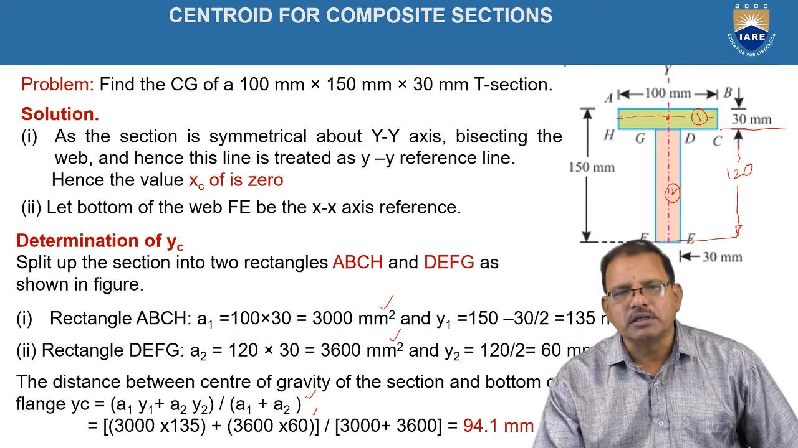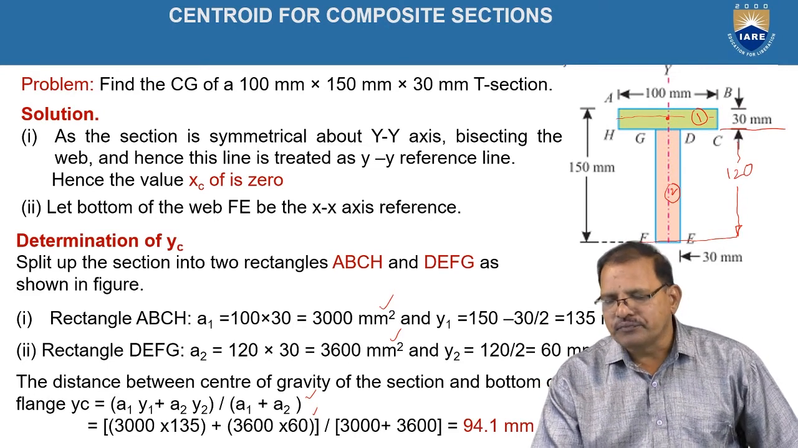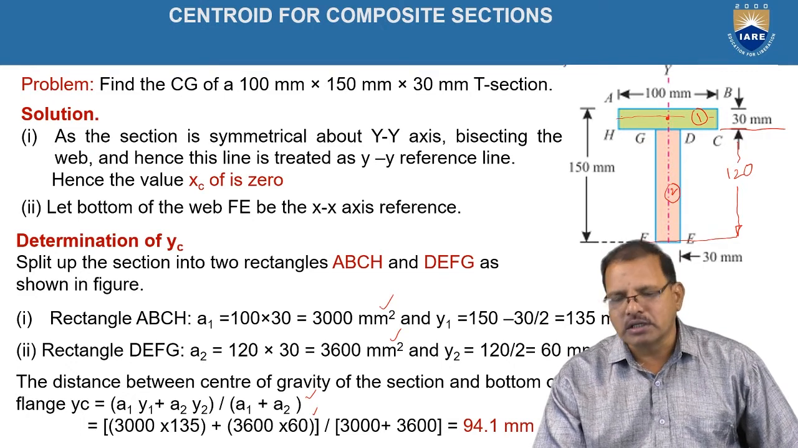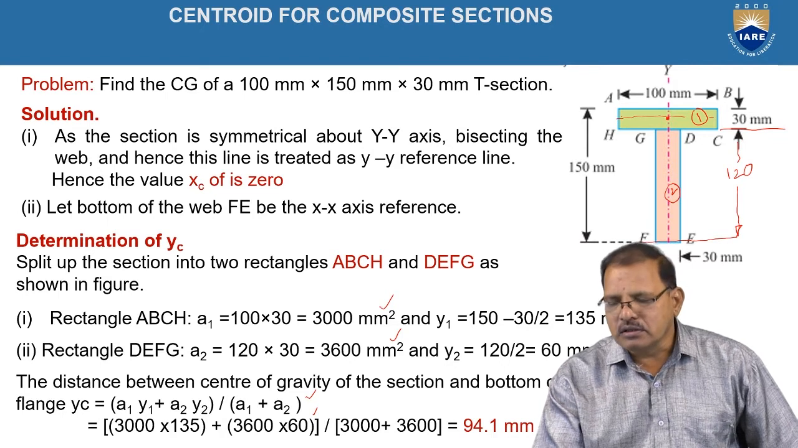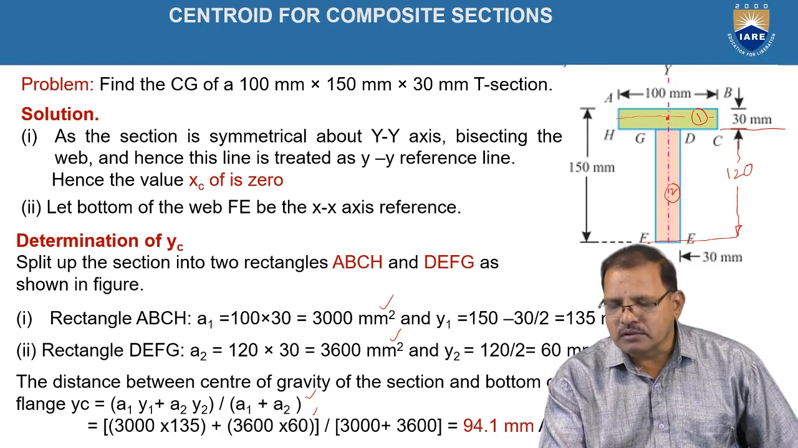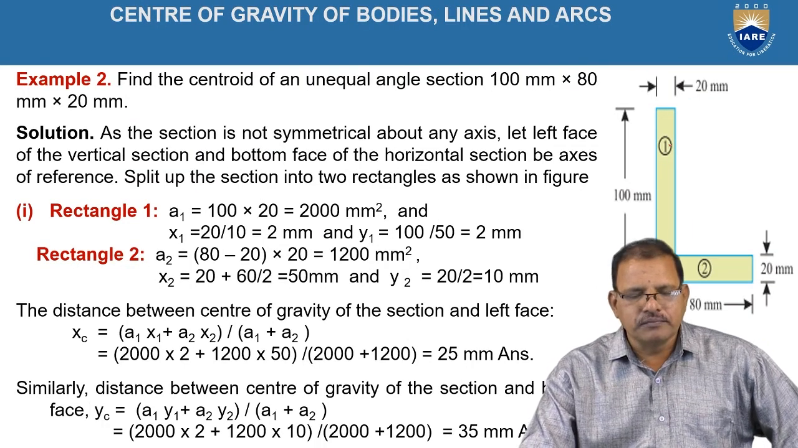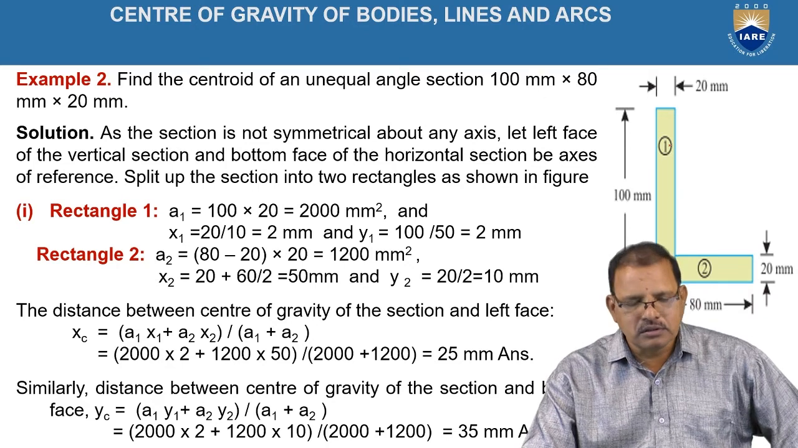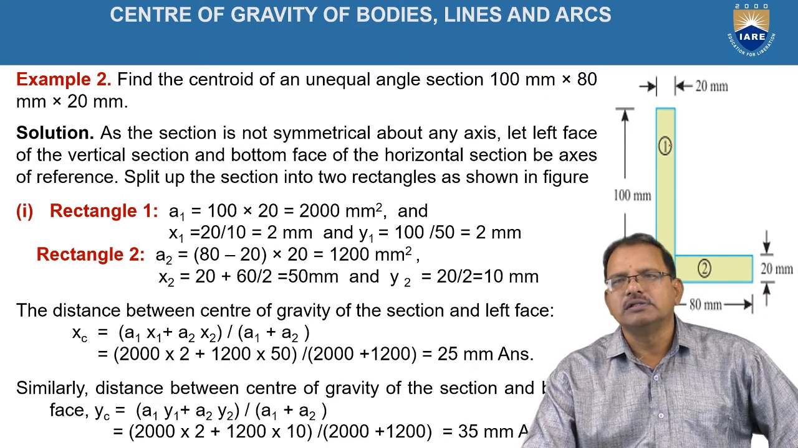It is always represented with respect to some reference line. It lies on the middle line, that is the vertical line of symmetry, but at a distance of 94.1 mm from the surface EF. That is the EF surface. This is the position of G now. Next, we are taking the centroid of the second section, that is the L section.